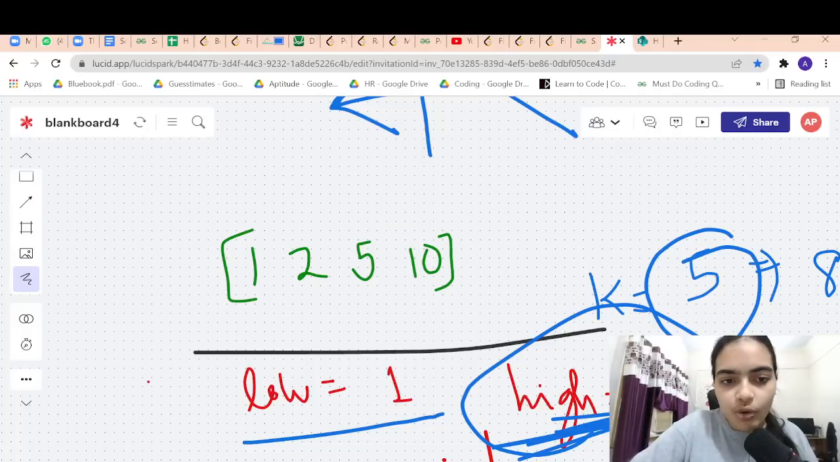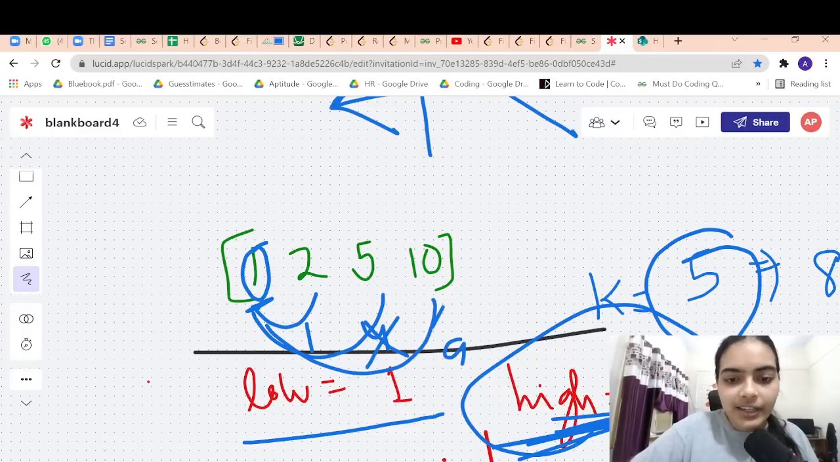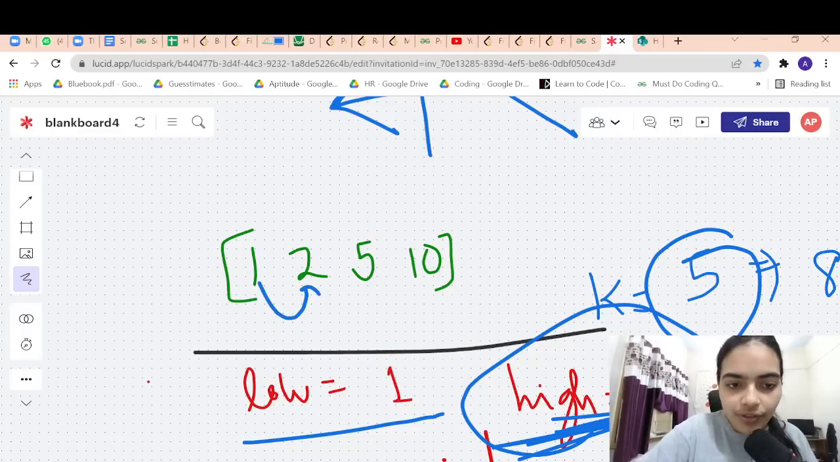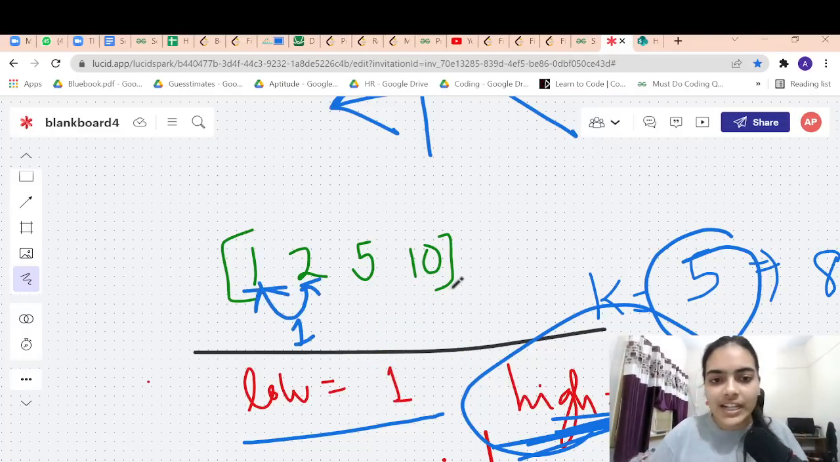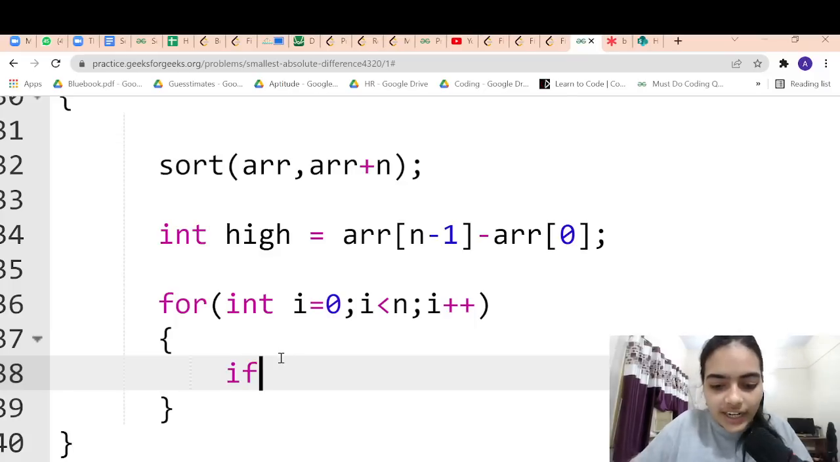Only they can give you the lowest possible difference, because if with 1 you want the lowest possible difference, you will not get it with any numbers greater. You will only get it, if you get it, with its adjacent number, right? So what we did, we checked the adjacent numbers.